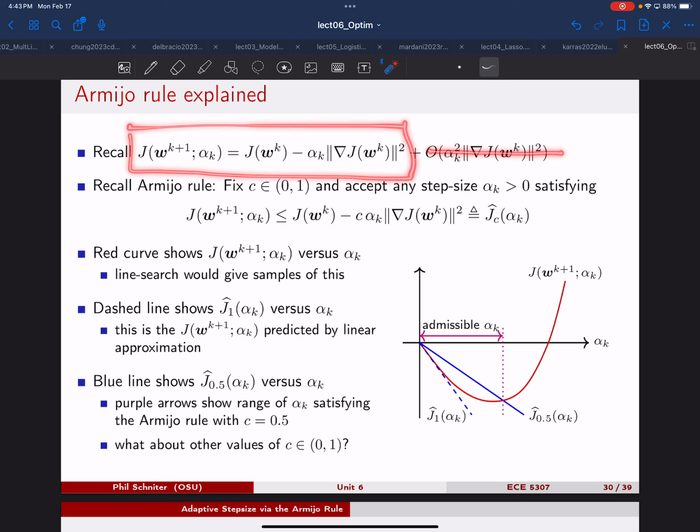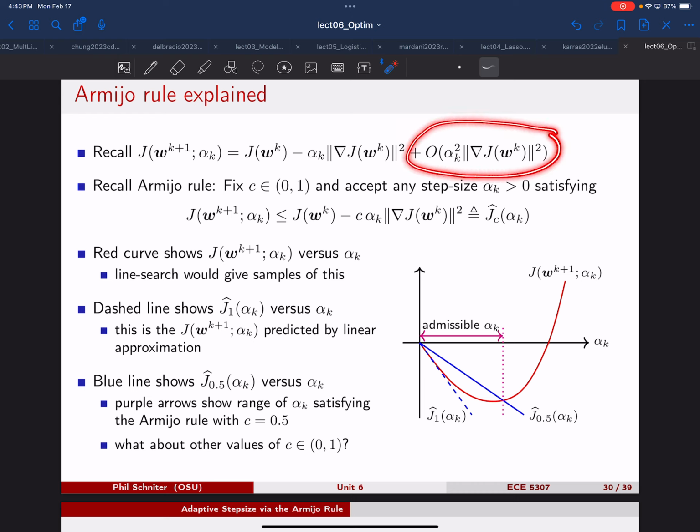And you can see that this second term, how much you decrease, is linear in alpha k. So it basically says that when you have very small alpha k, this red curve is very well approximated by this dashed line. This is the slope of that red curve at the origin. So for very small step sizes, your cost after one step is approximately this. Now it's actually going to be a little bit higher because this is a positive term. So you could think of this dashed line as a lower bound on this red curve.